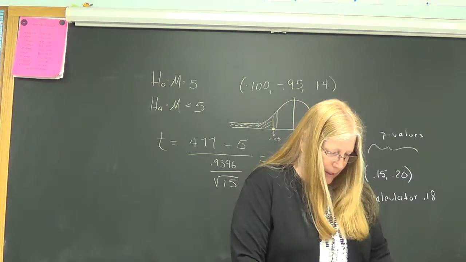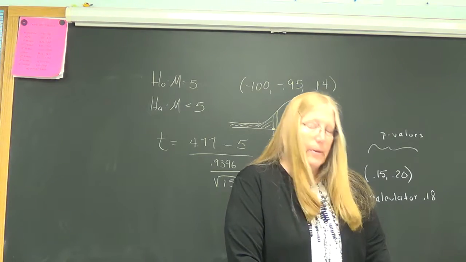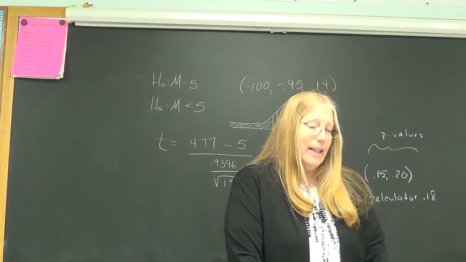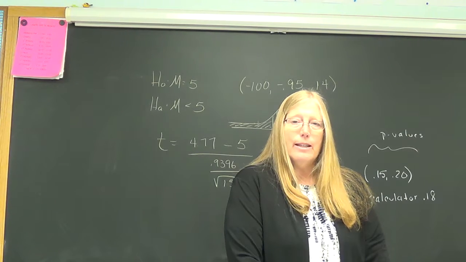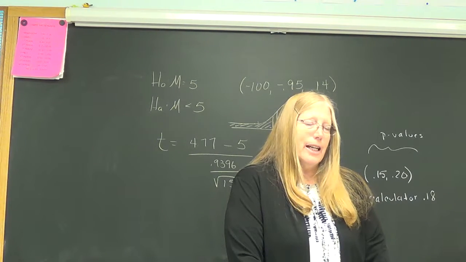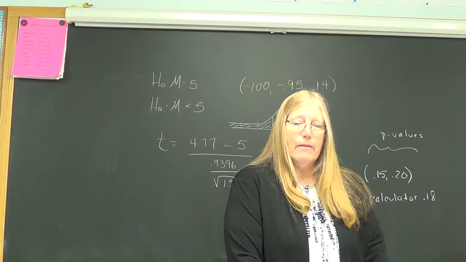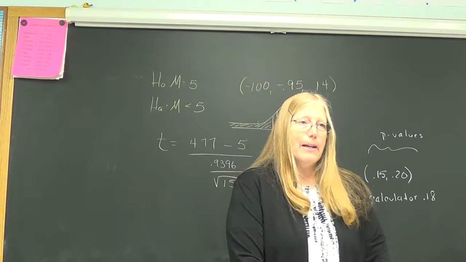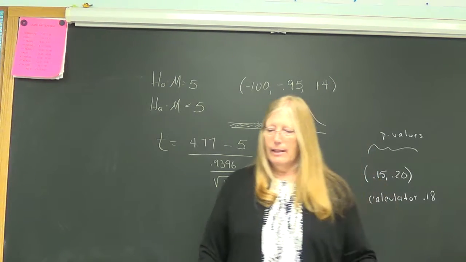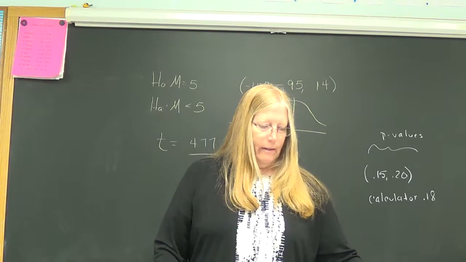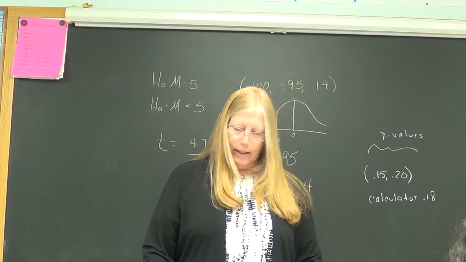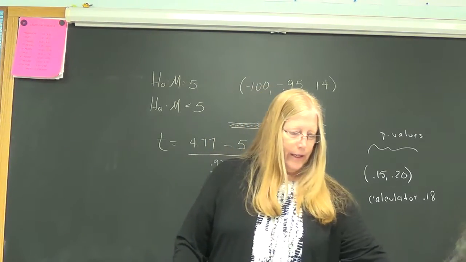Part B asks what type of error. If you fail to reject, it's always going to be a type 2. It depends on what your conclusion was. When you fail to reject, that's a type 2. And if you reject, you have a possibility of a type 1. Alright, we finished that.